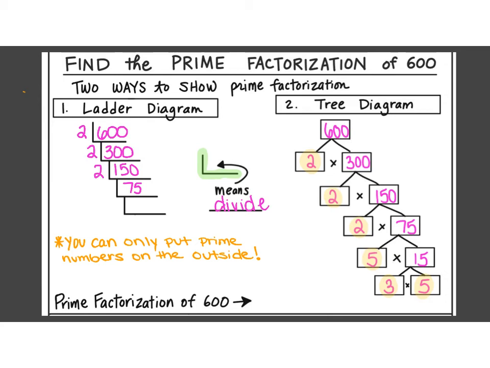75 is not an even number, so it can't be divided by 2. But we can divide 75 by 5. We'll write 5 outside of the ladder step. When we divide 75 by 5, it equals 15. We can divide 15 by 3, write that on the outside. And when we divide 15 by 3, it equals 5. Now we have only prime numbers left. We can circle all of our prime numbers.